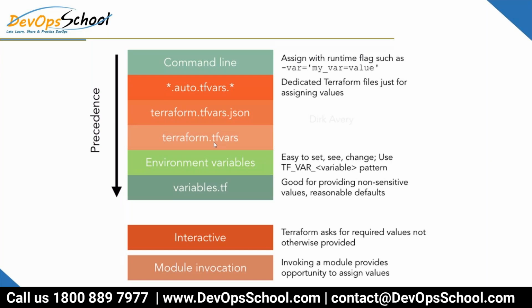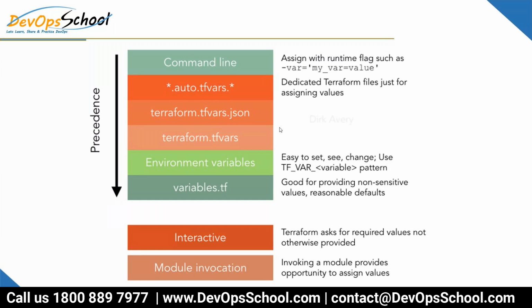Now the question you may ask: if I declare the variable and values everywhere, which will have the highest precedence? I think you have the answer. Command line values have the highest precedence. The least is variables.tf. That means any Terraform file in which you set the variable and value has the least precedence. Are you all understanding? I think so.